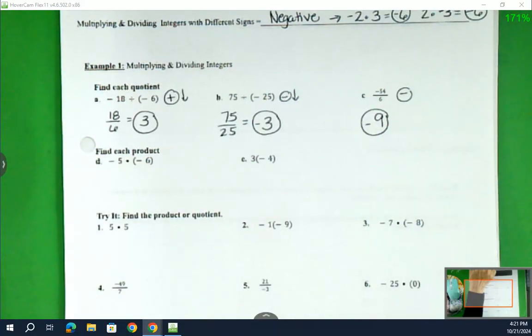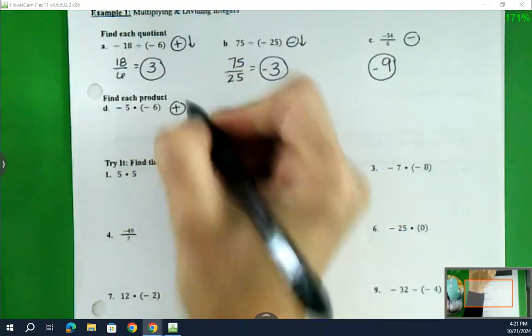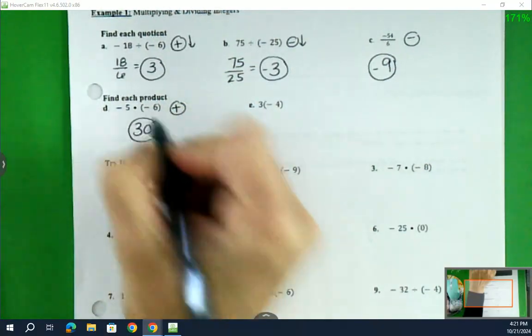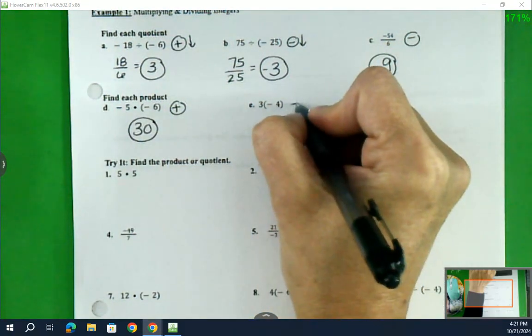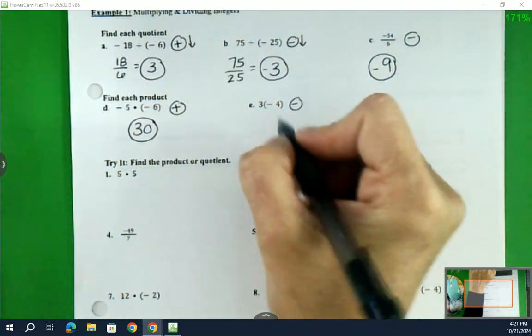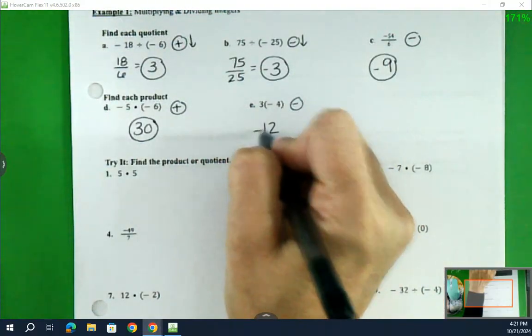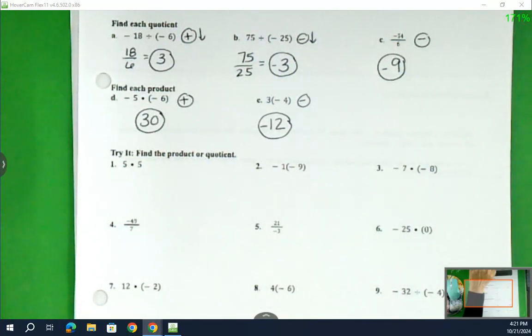All right, finding the product. Negative 5 times negative 6, same sign is positive, and 5 times 6 is 30. So our answer is positive 30. And here we have different signs being multiplied, so we're going to have a negative answer. 3 times 4 is 12, so our answer here is negative 12. Okay, go ahead and pause this video and try the next 9 problems under Try It, and then turn it back on to check and see how you did.